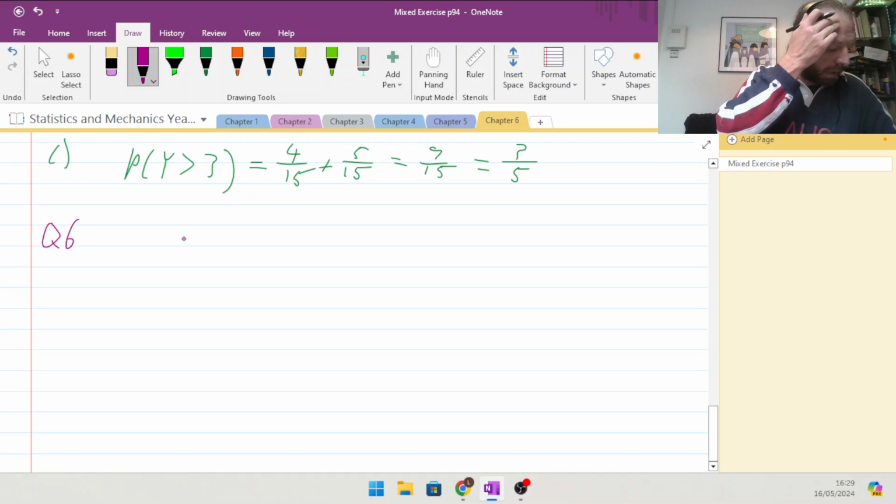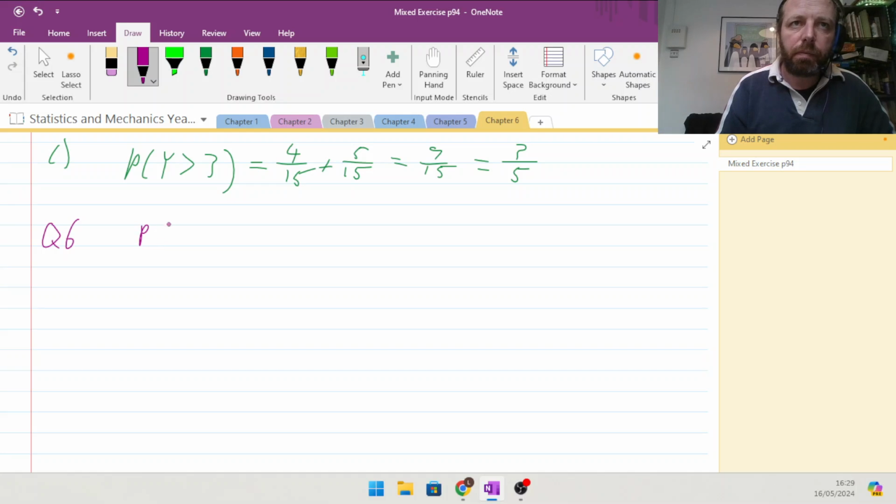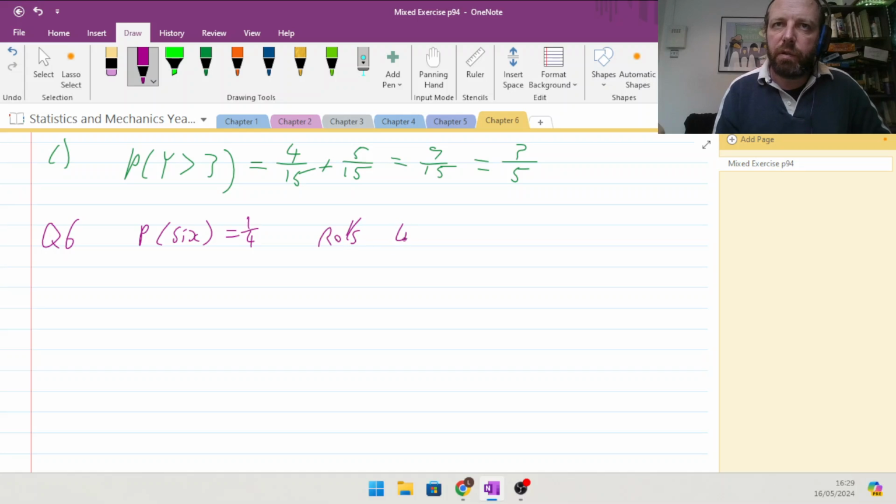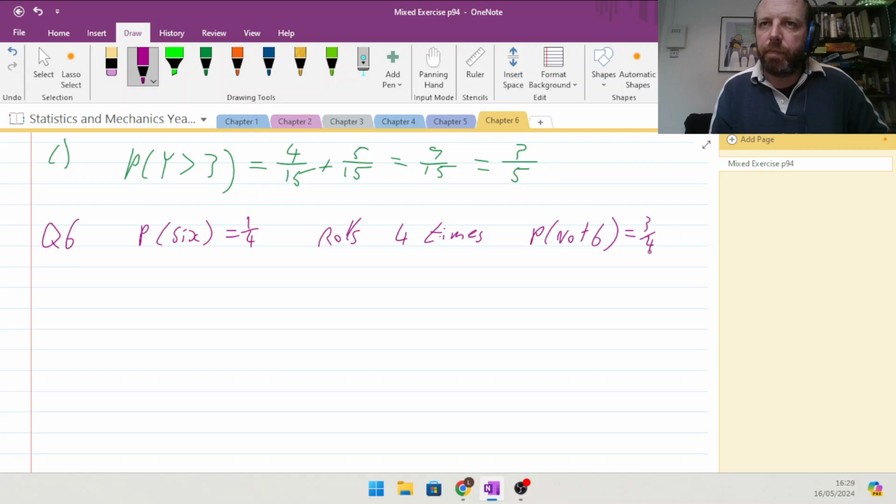Okay, Stuart rolls a biased dice 4 times, and the probability of getting a 6 is a quarter. Now, he rolls it 4 times. The probability of not 6 must be 3/4. Let's have a think about this. If he rolls it once, he's got the option of getting a 6 or not a 6. If he rolls it again, then after that, we're up to 2, 4.